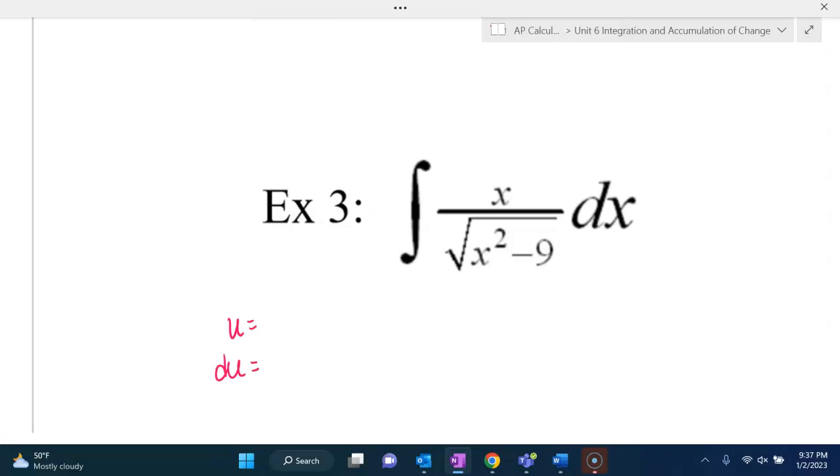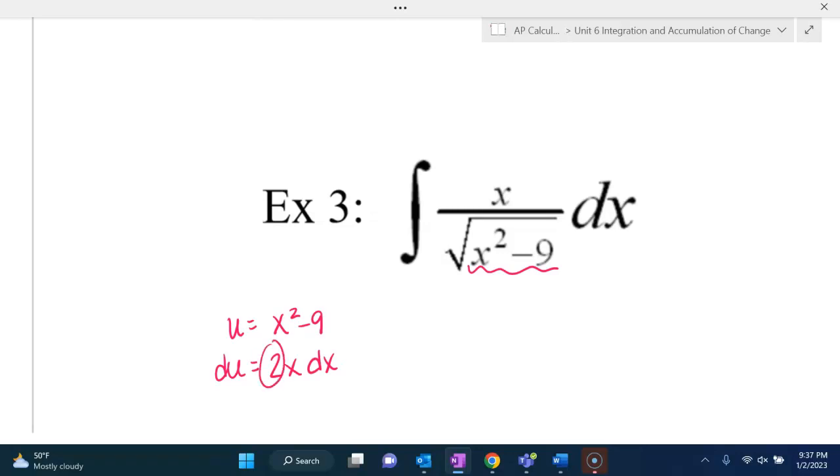So hopefully you're thinking through, well, if I make it x, then my du is 1. That's not helpful, because then what about all this junk? Okay, think about what's your inner function. Hopefully you're saying it's this x squared minus 9, because if you derive that, your derivative is 2x dx.